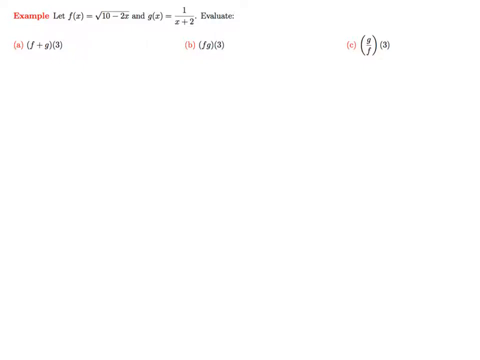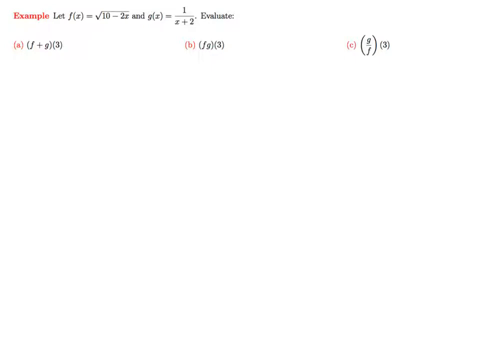In this example, we have two functions, f of x, which is the square root of 10 minus 2x, and g of x, which is 1 over x plus 2. And in parts A, B, and C, we are asked to combine and evaluate these functions using different operations like addition in A, multiplication in B, and division in part C. So what we'll see eventually is that what we get in the end is a function. In this example, let's just talk about how we evaluate this at one specific point.